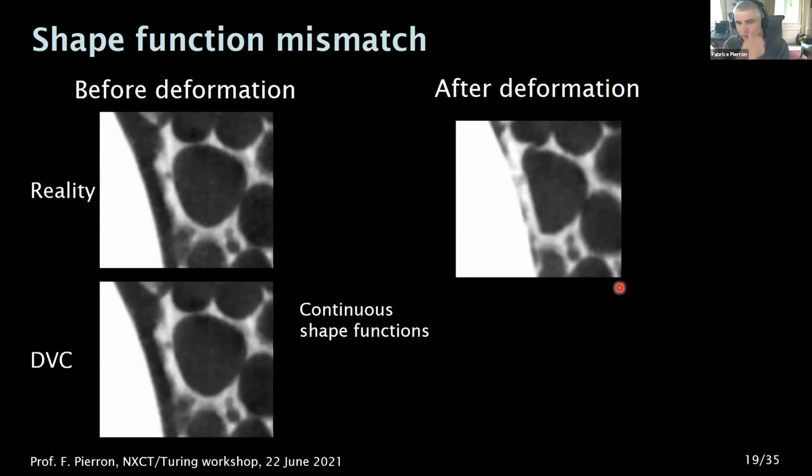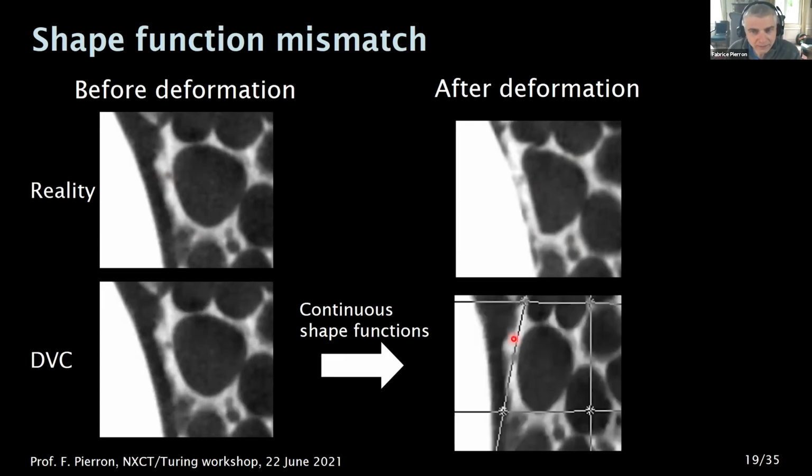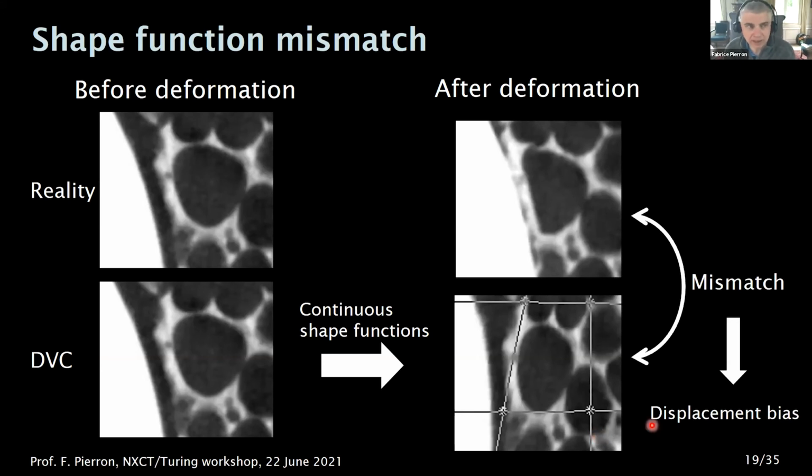Now, when you're doing digital volume correlation, you're using continuous shape functions, meaning that what you're trying to match is something that will look like this, a continuous deformation of that cell, and you're trying to match that with that, which cannot be described by a continuous function at that scale. As a consequence, you're going to have a mismatch, which will lead to a displacement bias. This also explains why you generally have rather poor correlation coefficients when you're doing digital volume correlation, because you're trying to match something that is discrete onto something that's continuous.